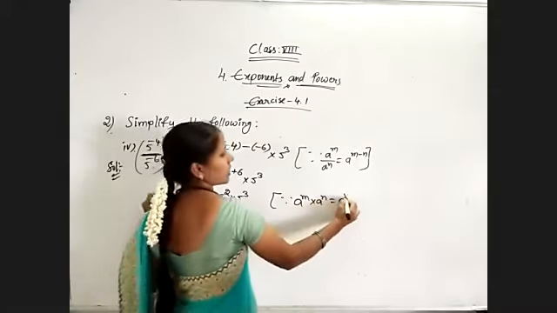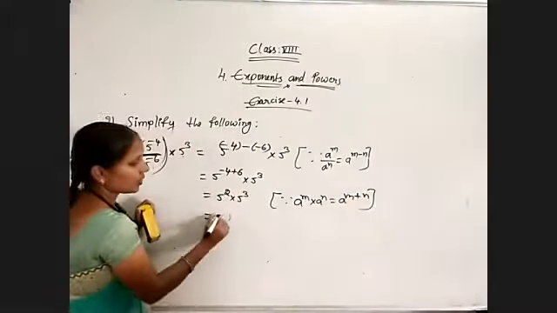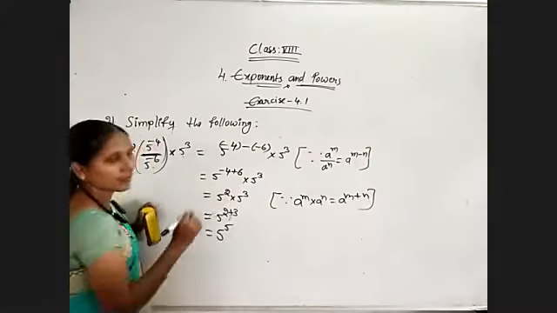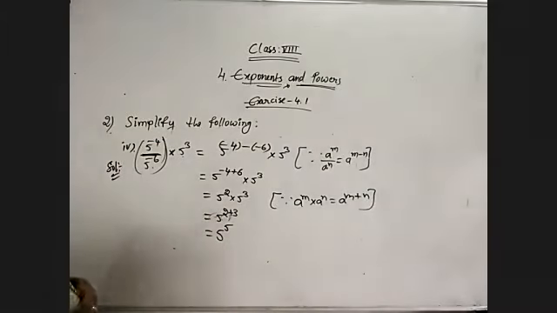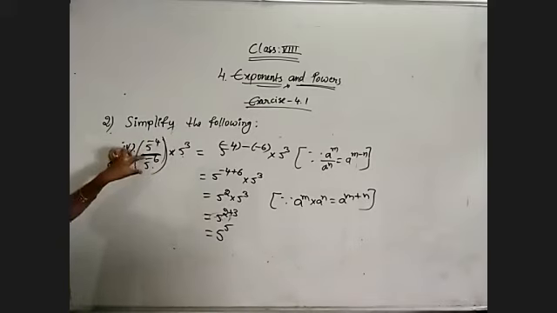What is its simplification? a to the power of m plus n. So 5 to the power of 2 plus 3, that is nothing but 5 to the power of 5. I hope you understood. Whenever you are getting more than one operation, use the BODMAS rule. According to division and multiplication, we must finish division first.